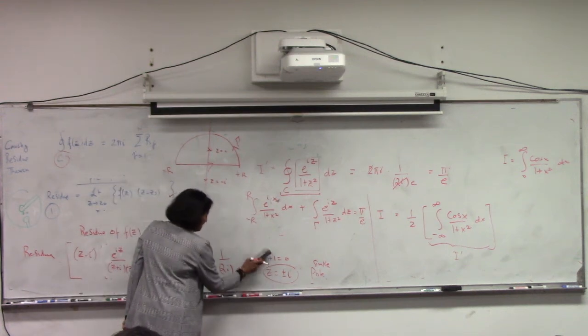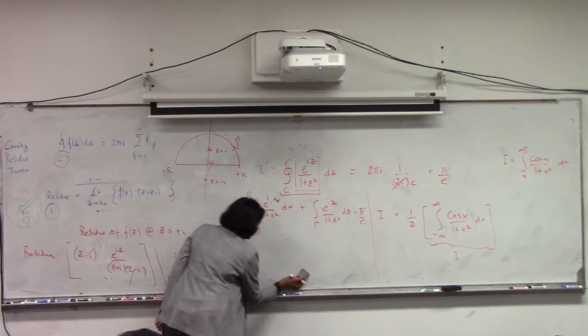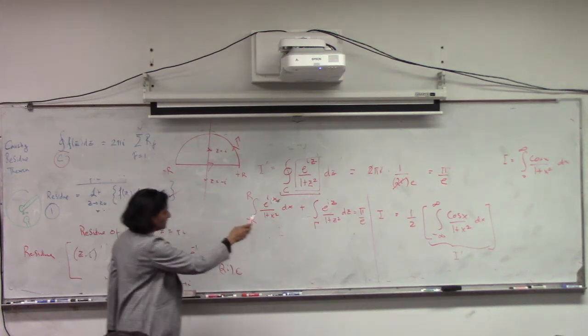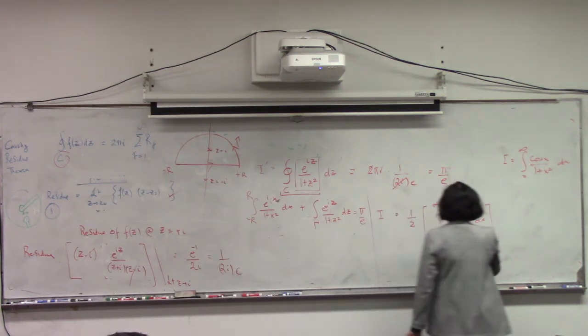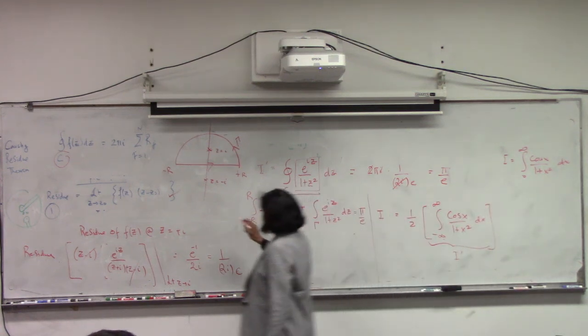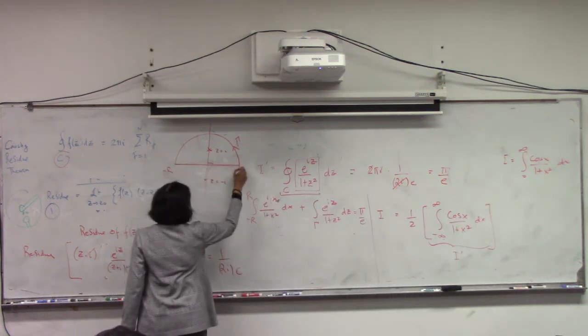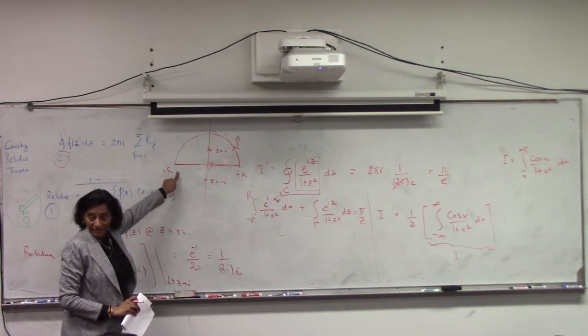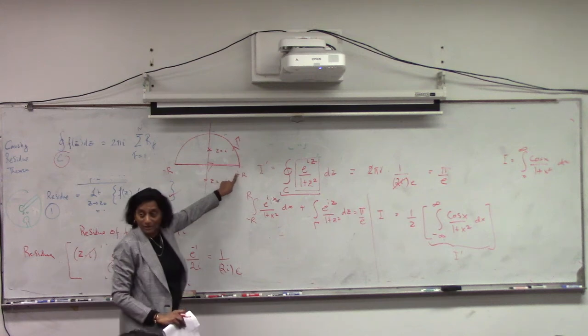Can you explain that first term, the integrand going from negative R to R? Okay, so I have to calculate this integral, right? I mean, this is my goal. I have to calculate minus infinity to plus infinity. So I'm just choosing a closed semicircular arc. I'll make R go to infinity, I'll get minus infinity to plus infinity.